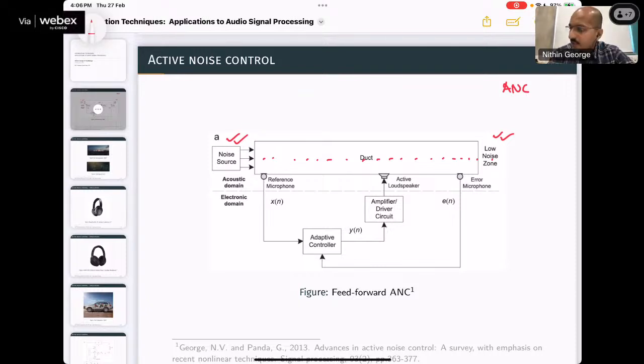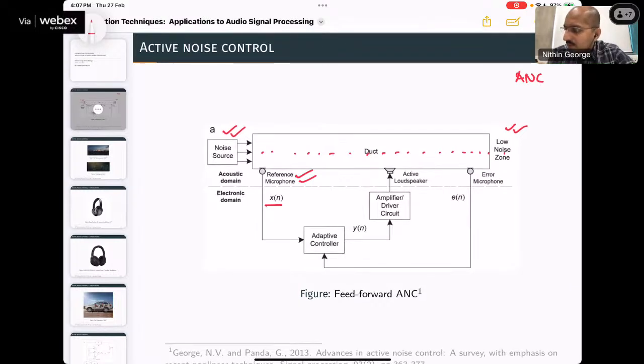So what I do is take a microphone called a reference microphone. I am taking one microphone and keeping it near the source of the noise. That is going to give me a signal x(n). So that mic is giving me an output which is x(n).